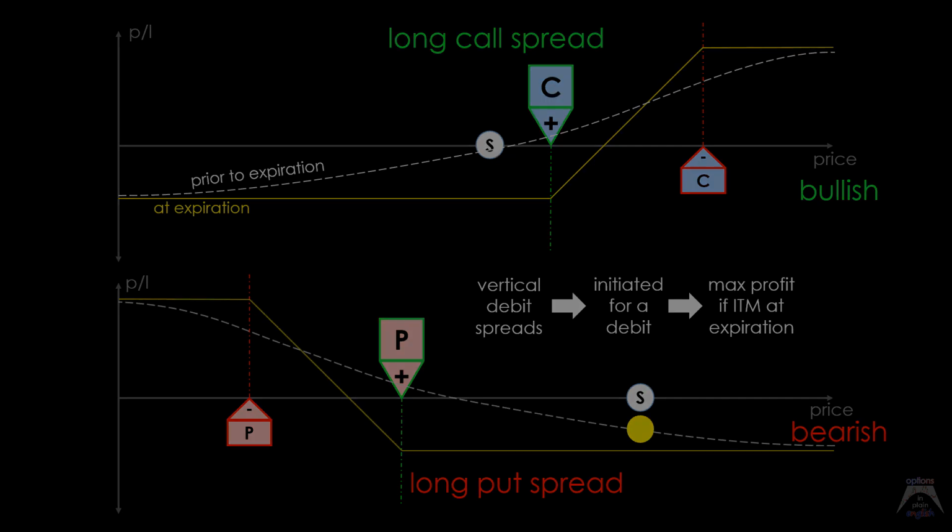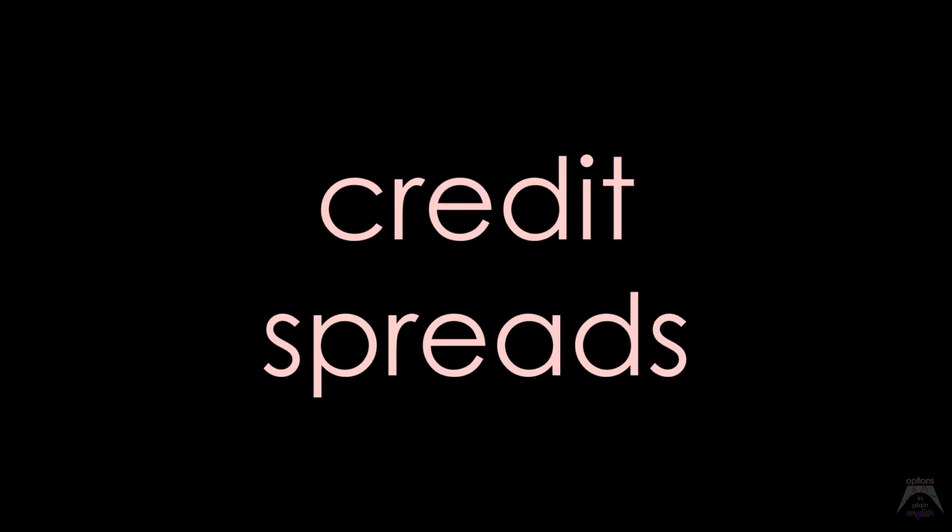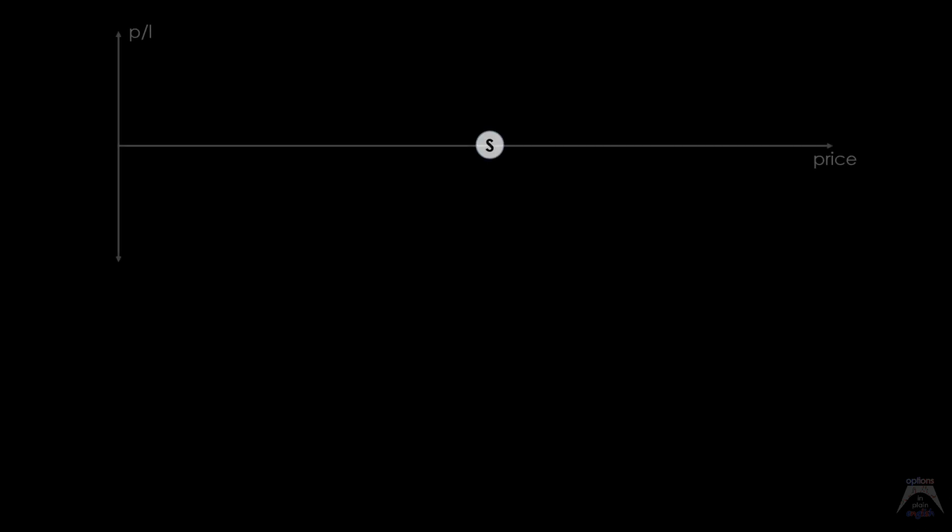As we saw, long call spreads are bullish strategies, whereas long put spreads are bearish. In addition to debit spreads, the second type of vertical spreads are credit spreads. As the name suggests, these strategies are initiated for a credit, and max profit is reached if they expire fully out of the money.